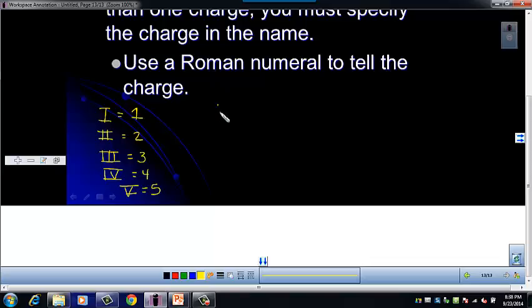For 6, it's VI, so 1 after V. For 7, it's VII, 2 after 5, so 7. And then 8 is VIII. And those are all the ones that you need to know. And if you think about it, you can probably figure out why, okay? So make sure you work on memorizing those. Those would be good to put on some flashcards.